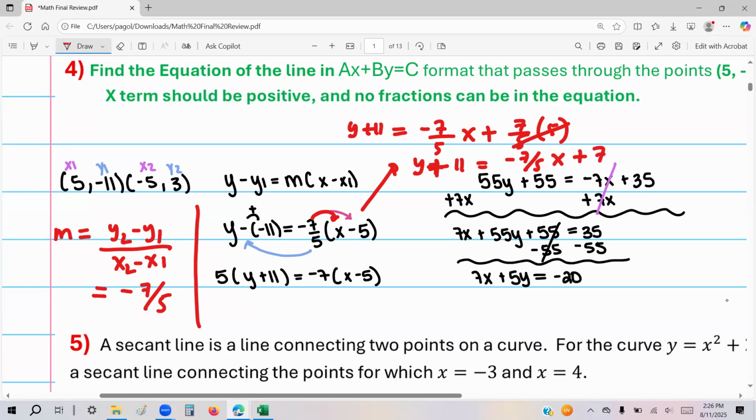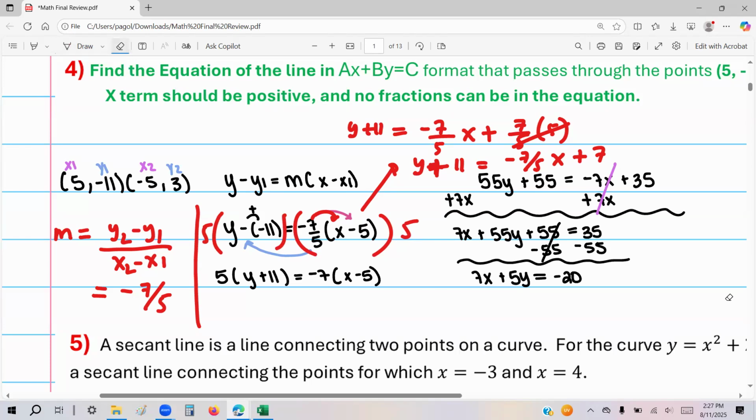Kayla, this arrow should be here, the pink one. So what she did, she multiplied both sides by the denominator. When you multiply both sides by the denominator, the denominator cancels out. So multiply both sides. Here, 5 times y plus 11. And here the 5 cancels out, so negative 7 times x minus 5. So basically, this side multiply by 5, and this side multiply by 5.